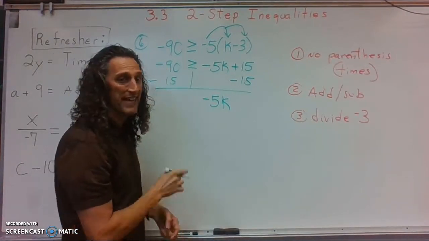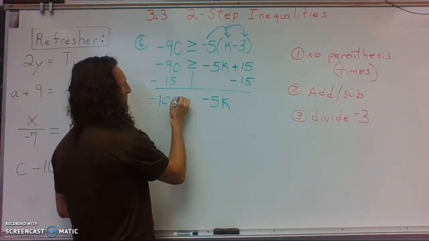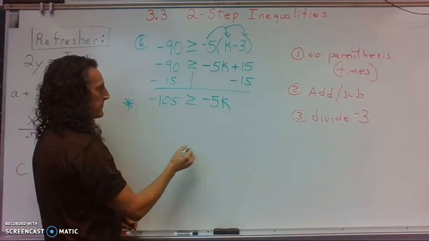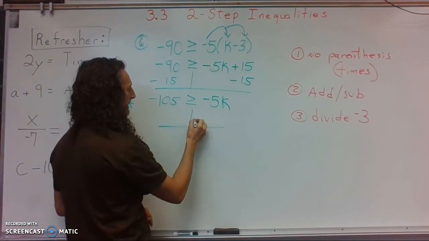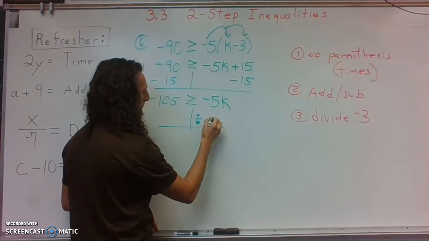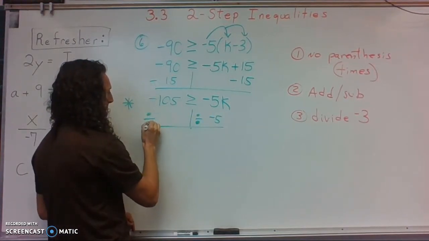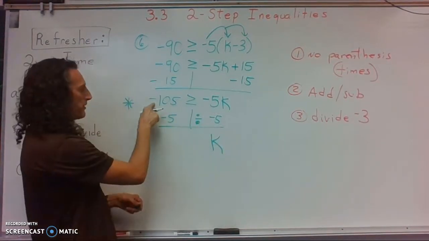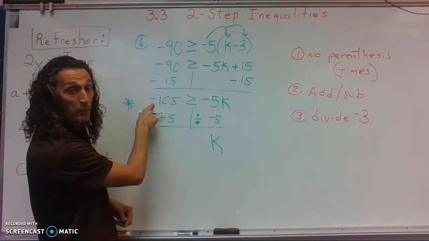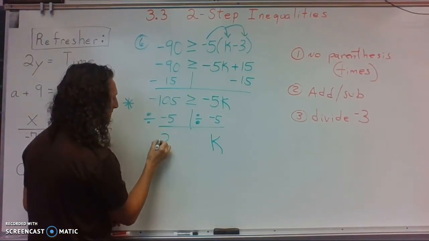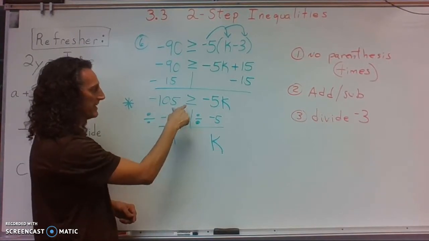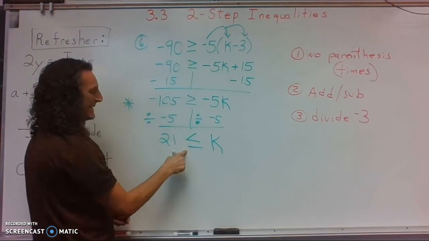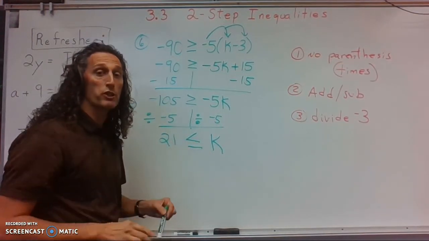90 plus the negative 15 actually adds up to a negative 105. My inequality sign still stays the same. And then, boom, boom. Dividing with a negative. So, those cancel out, leaving you the k. You use your calculator, negative 105 divided by negative 5 will give you a positive 21. But because you divided with a negative, flip that greater than or equal to a less than or equal to. All right? So make sure that you have this copied down.